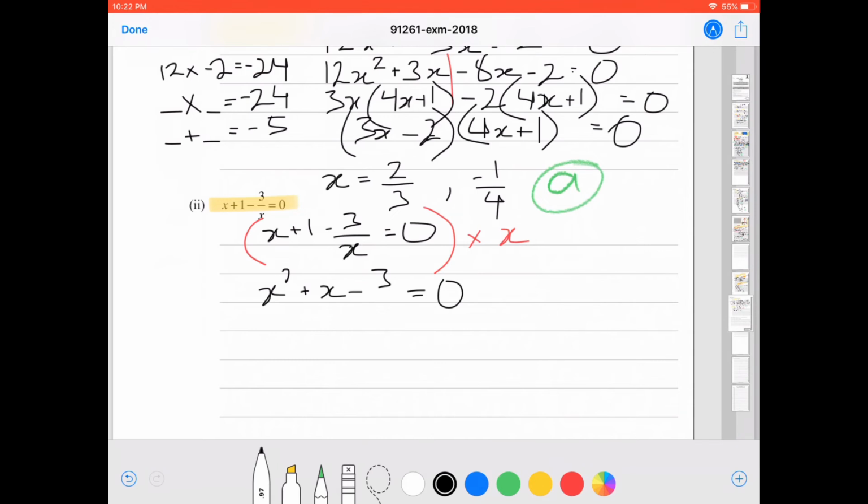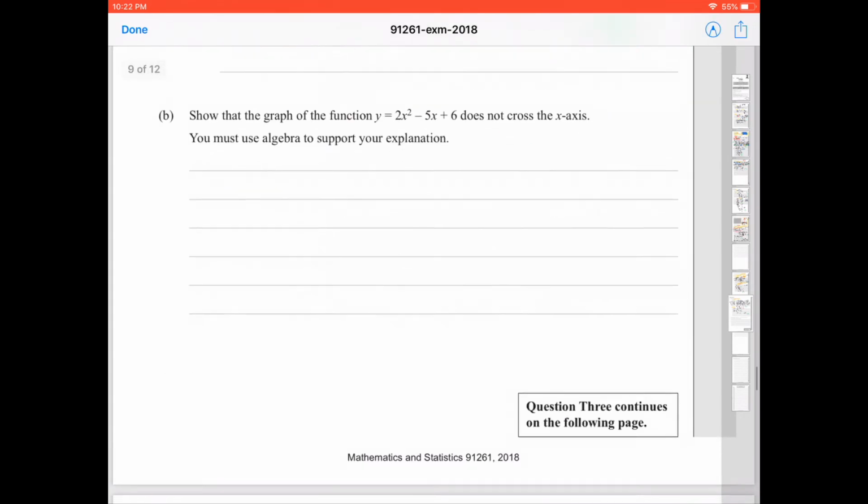We've got A is 1, B is 1, C is -3, and we end up with x equals 1.3 and -2.3. And so correct solutions here, again, gets you an Achieved. Okay. Moving on now to question 3b.